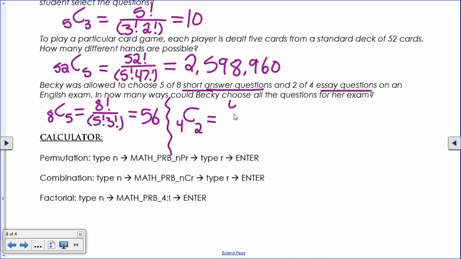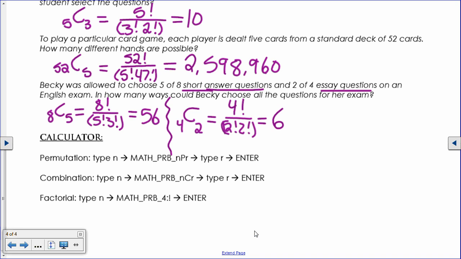So you have 4 factorial over... Parentheses. Oops, that's a parentheses. 2 factorial times 2 factorial is not 4 factorial. No, but it's 2 factorial squared. Yes, but I don't know if the calculator will recognize that. We can try.